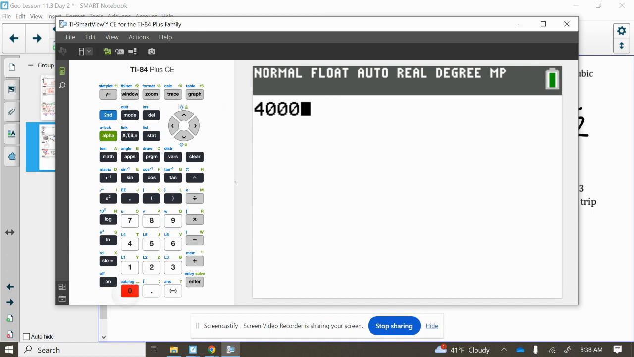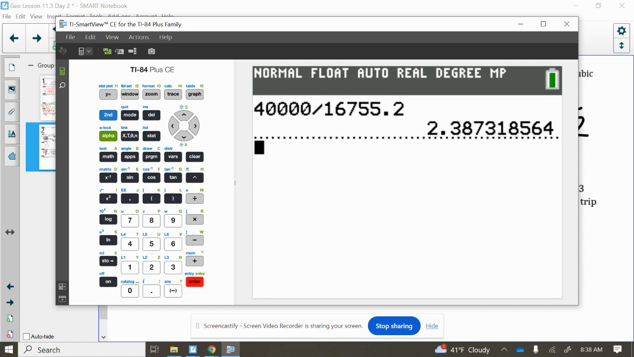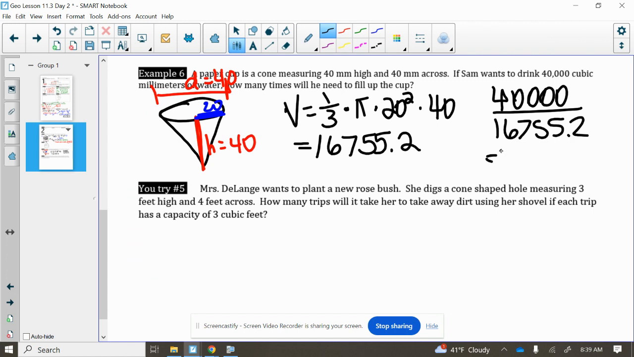So in this case, I'm going to take 40,000 divided by 1,755.2, and I'm going to have to make 2.3 trips. Or we tend to like to round these up, for a total of 3 trips, or 3 times to fill this up, to the next whole number.